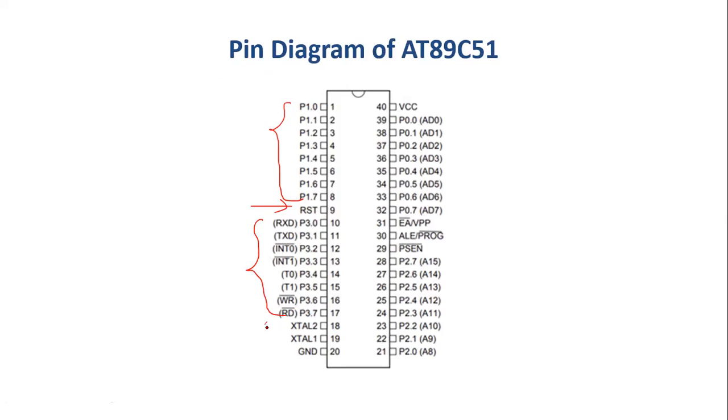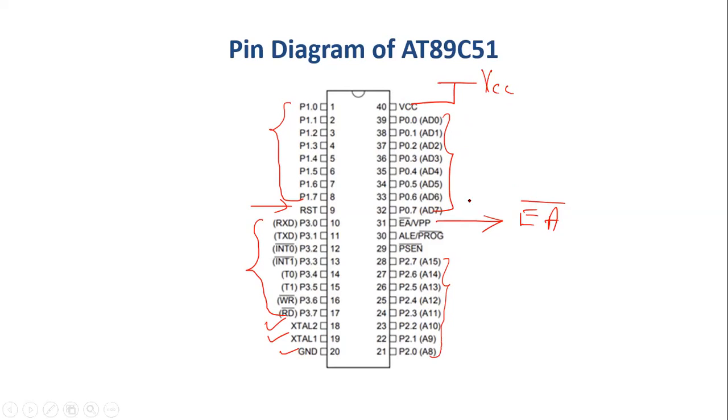These two are the crystal lines. This is my ground pin. This is my port 2, complete 8 pins. This is the external access pin. And we have port 0 here. And finally, the power supply pin.